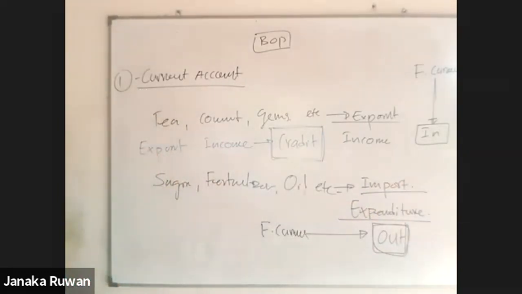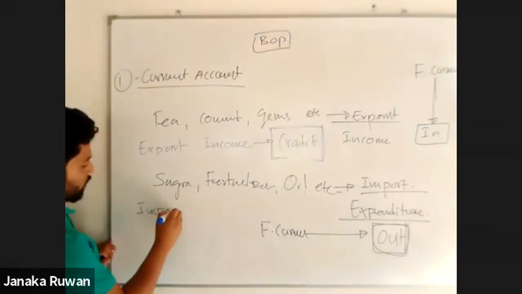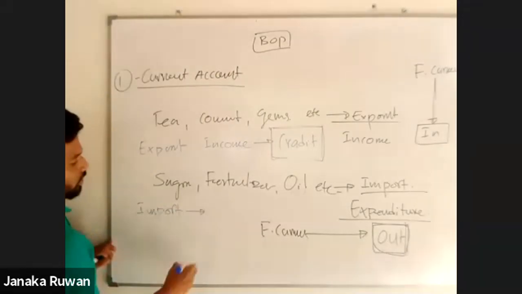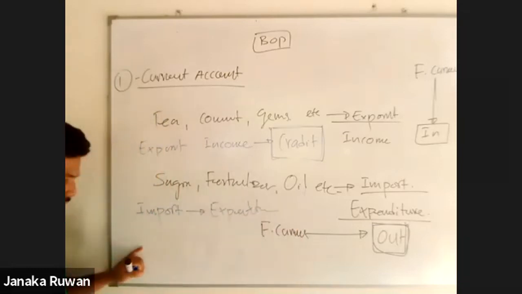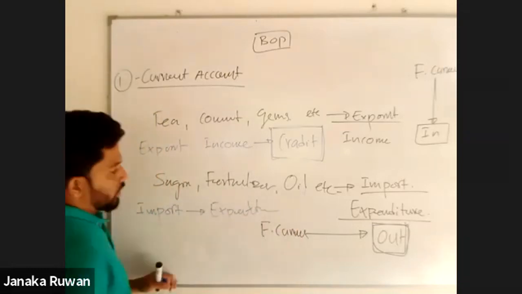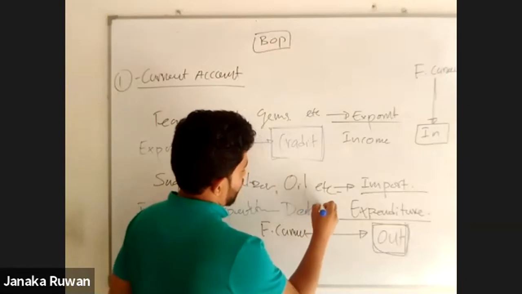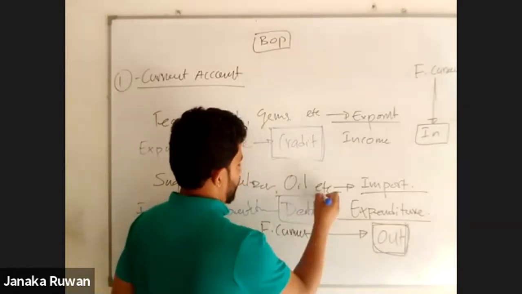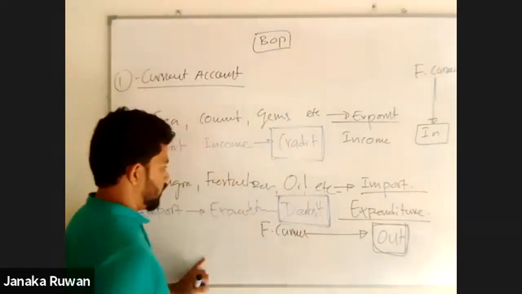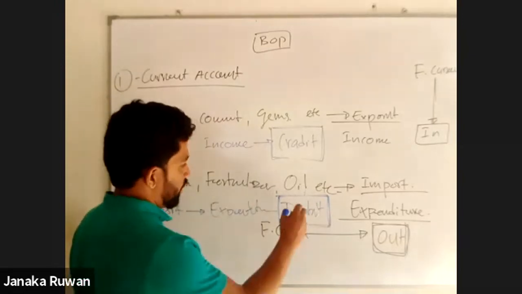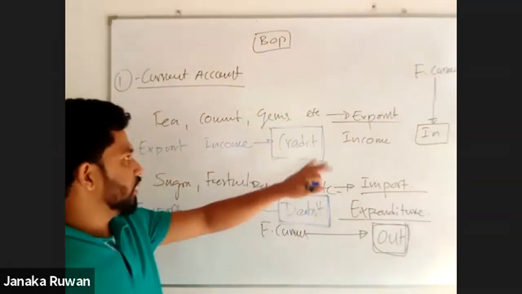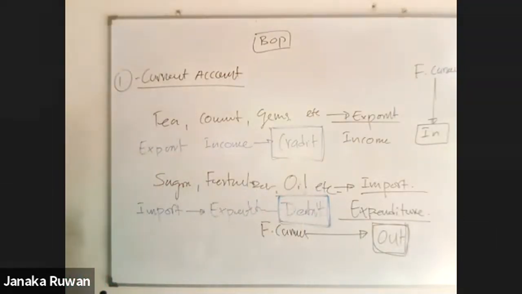On the other hand, import expenditure will be a debit record in the balance of payment current account part. That means a cash outflow will be a debit. A cash inflow will be a credit record for the balance of payment.